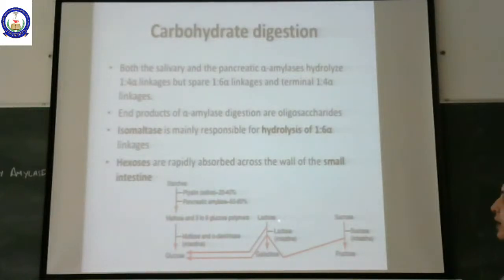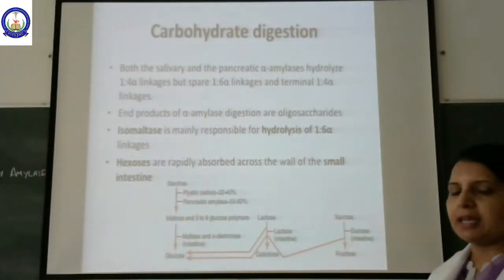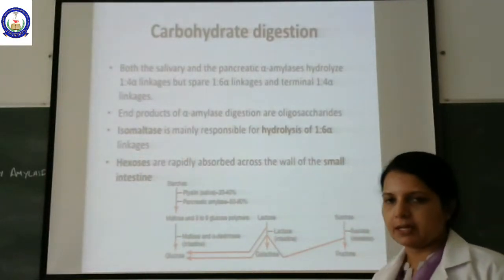For example, if lactose is present, it is a disaccharide and this is broken down into glucose and galactose. Okay, so the lactase will take the lactose into galactose, and finally sucrose into fructose. And all these monosaccharides will be absorbed very easily in the brush border of the intestine.